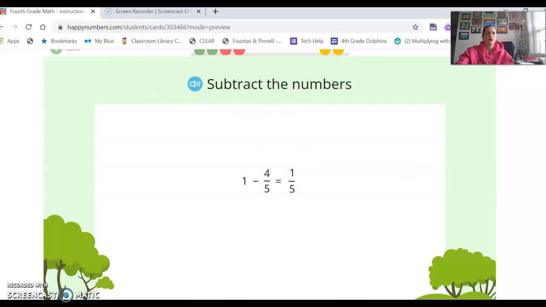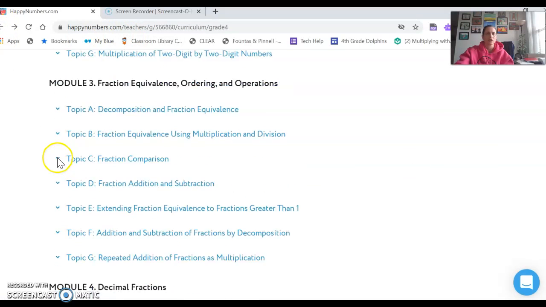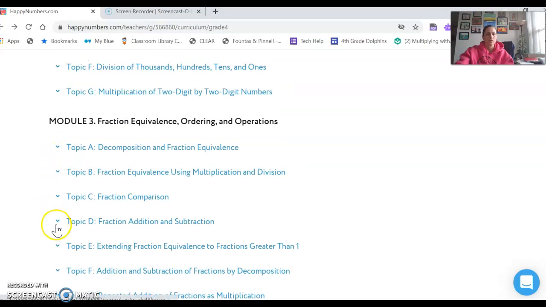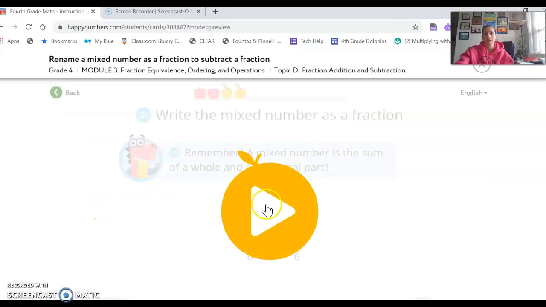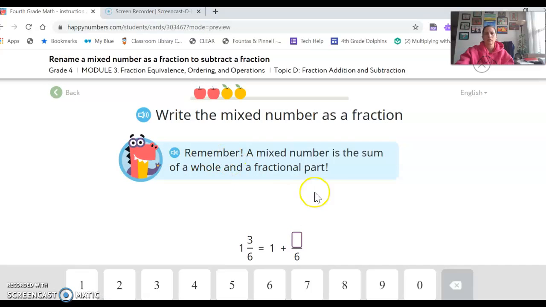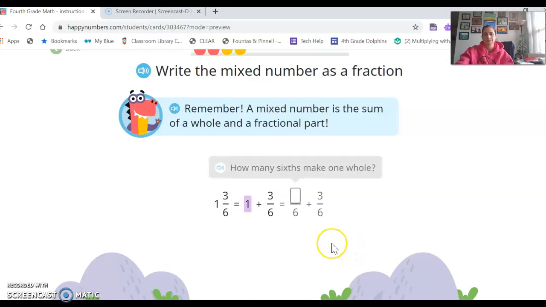Okay, so now we're not going to do any more of those. I just wanted to remind you. Now we are going to practice with a mixed number. Remember, a mixed number is the sum of a whole number and a fraction part. So this is the same as 1 plus 3/6.